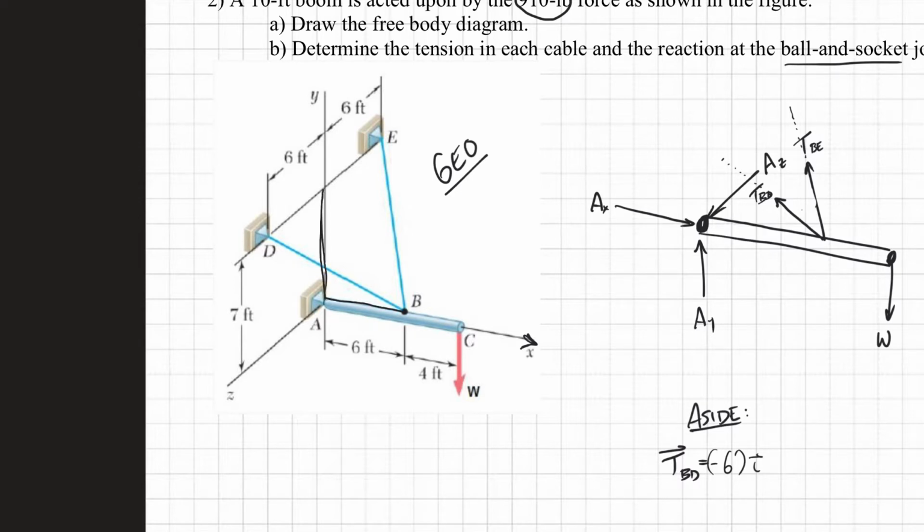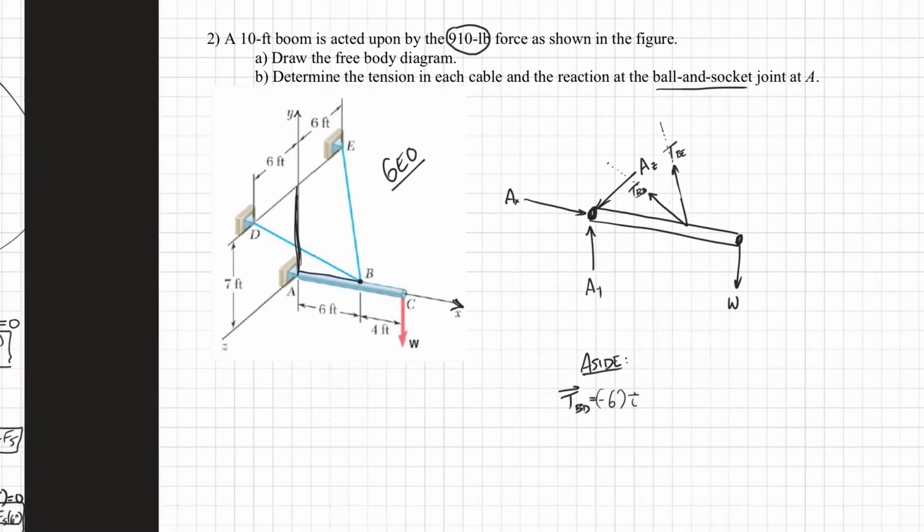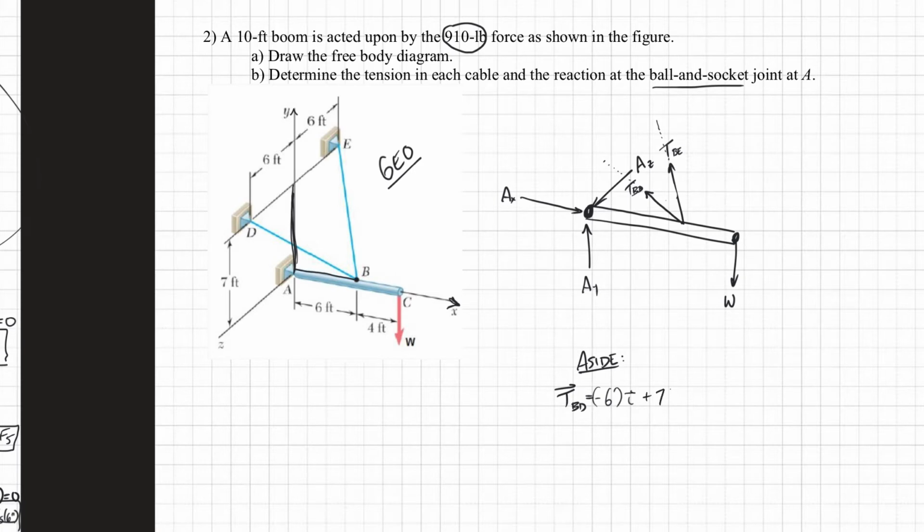Okay, and that looks like it went up 7 feet in the positive y. So we're going to call that plus 7 feet in the j. And then in the k direction, it's going to go this way, and that's positive because z goes this way. So we'll go plus 6 feet in the k direction. Okay, and now, of course, we have to normalize that, right?